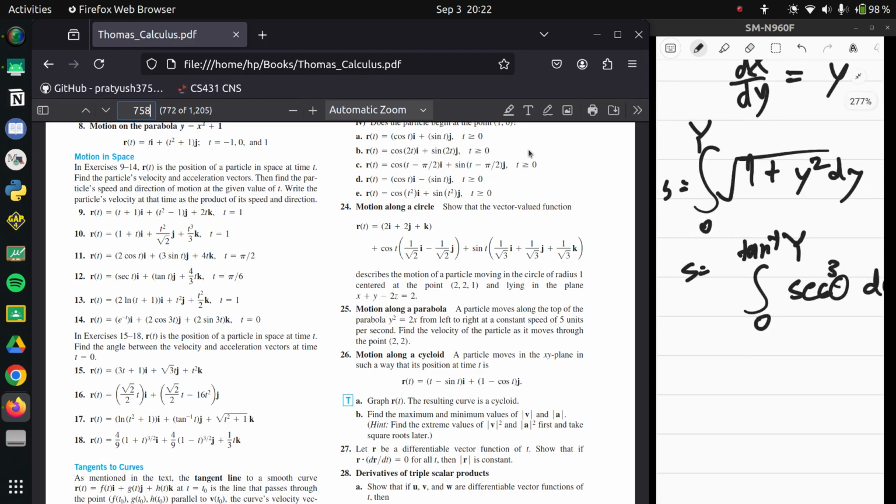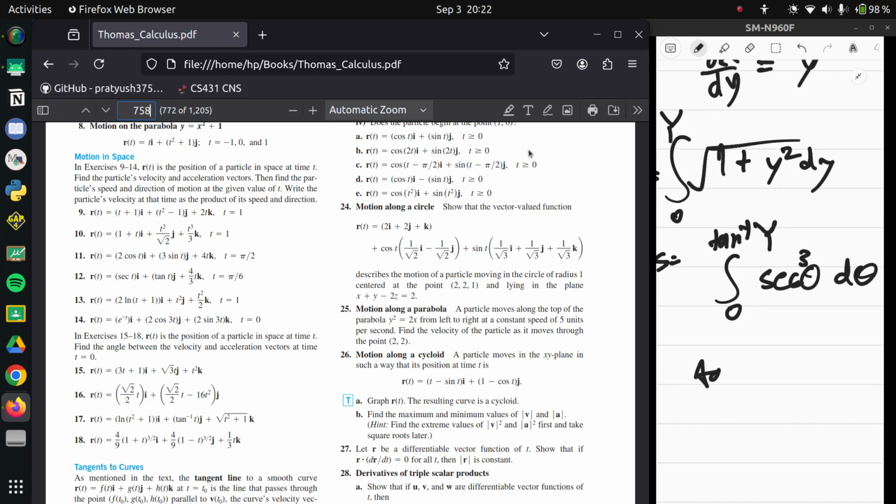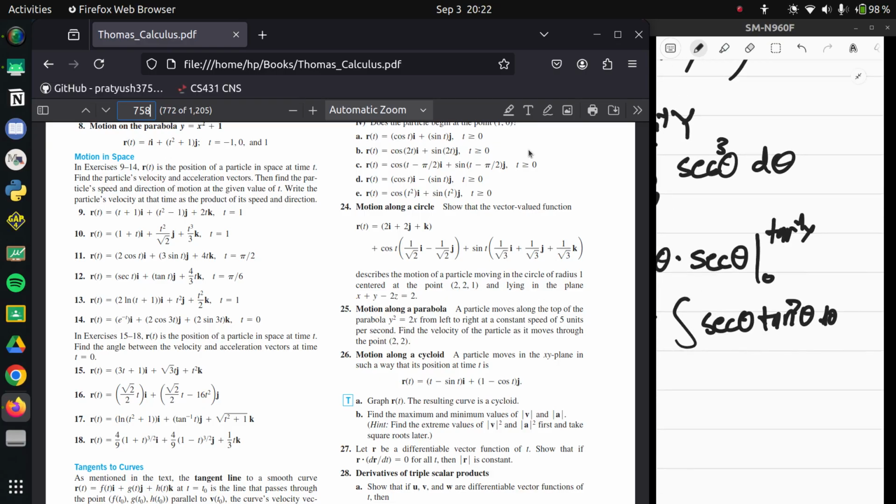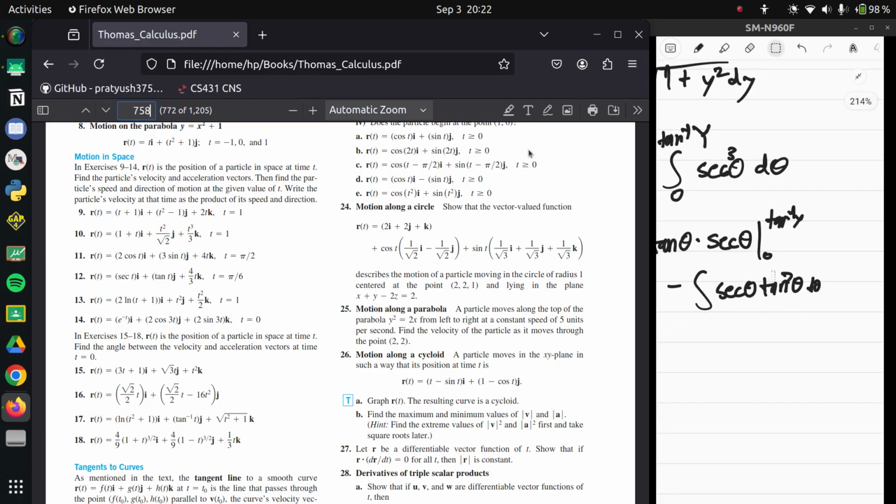So let this be s, sure. Integrating secant square theta, I got tan theta times secant theta, going from 0 to tan inverse of Y, minus the integration of tan theta times the derivative of secant theta, which is secant theta tan square theta d theta. But then you can rewrite it as secant square theta minus 1, so this is secant cube theta minus 1, secant square minus 1 d theta. I'm just skipping the theta, never mind.